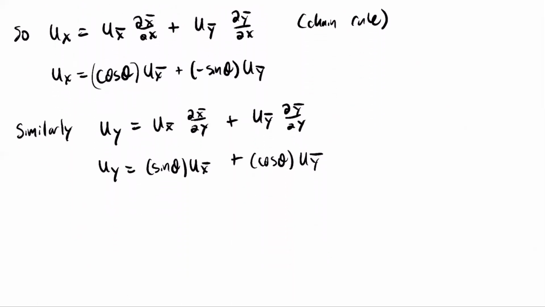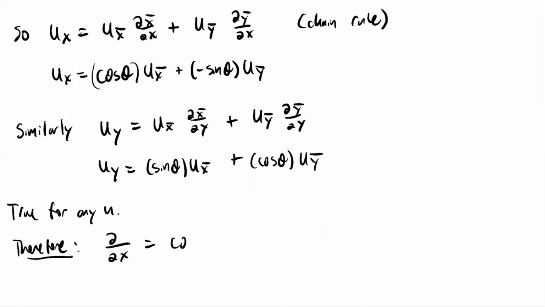So since this is true for any function u, therefore, we know what the derivative with respect to x is. This looks like cosine theta times the derivative with respect to x bar, minus sine theta times the derivative with respect to y bar.